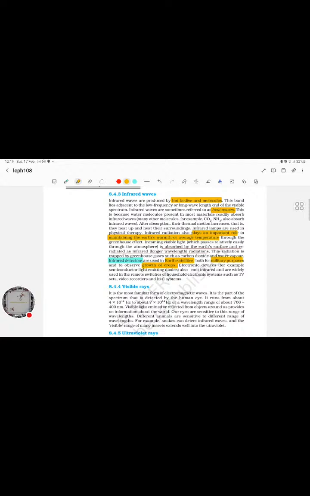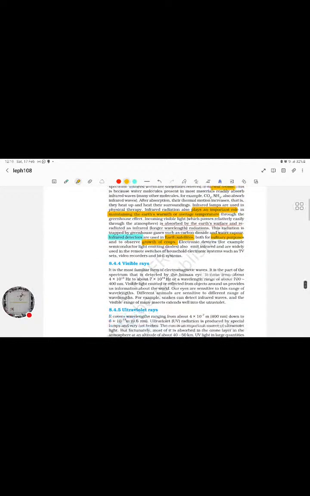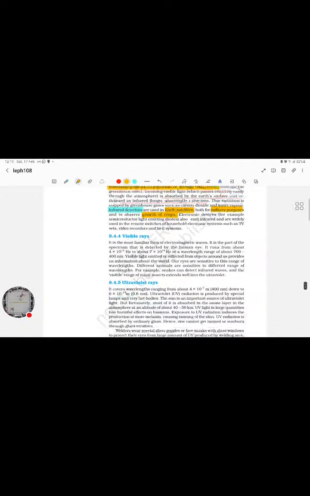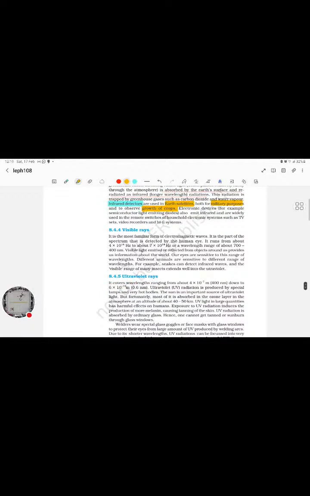It plays an important role in maintaining the Earth's temperature, the warmth. It is irradiated as infrared rays, that's important. And infrared detectors are of use in Earth satellites and growth of crops as well, and certain electronic devices are also using infrared radiation.